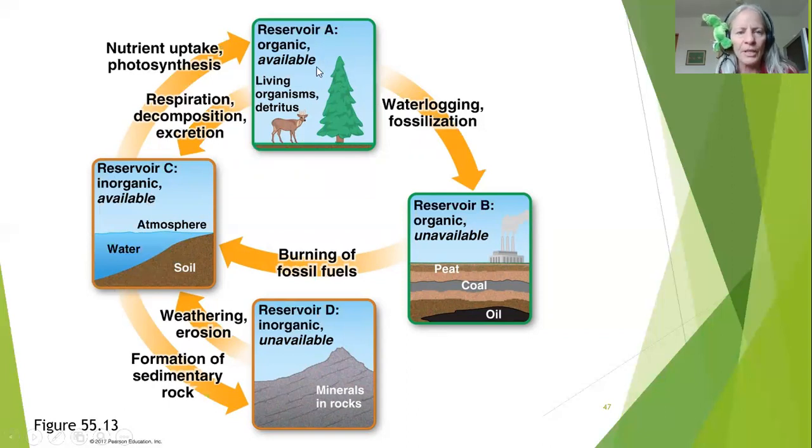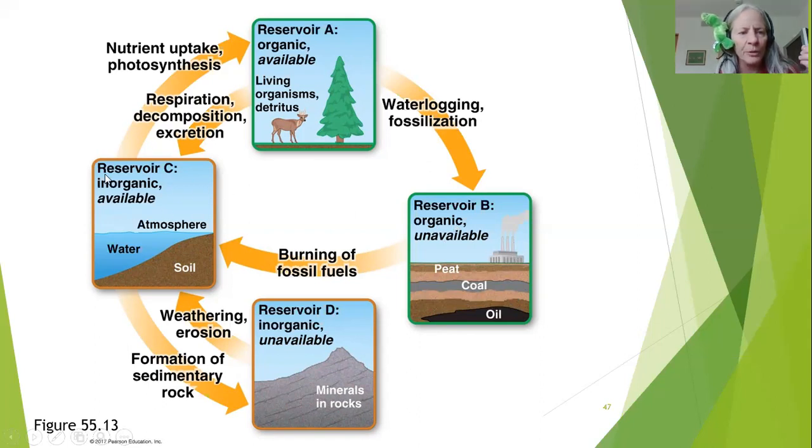Or from this living organisms reservoir, you can have waterlogging and fossilization that would put nutrients into deep soil reservoirs or deep into rock, and they would be unavailable for cycling unless there is some sort of human activity that releases them, like when we drill oil and coal and peat, and that releases organic material that otherwise would be unavailable for cycling.